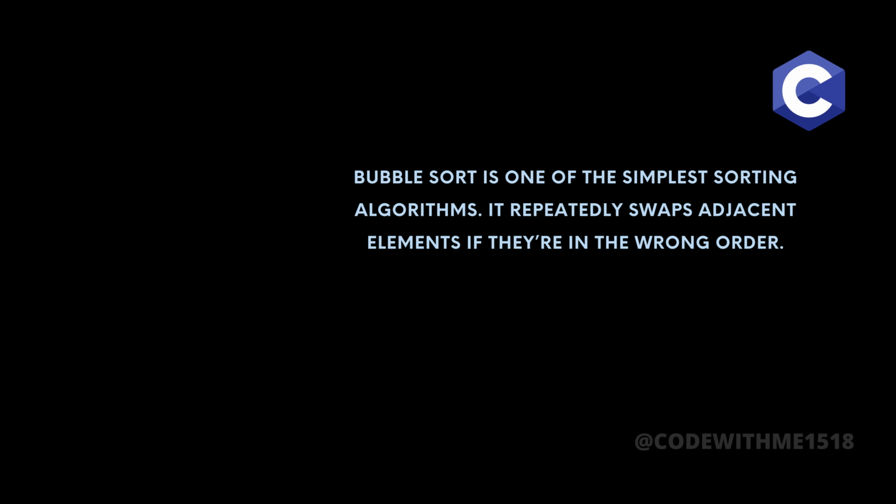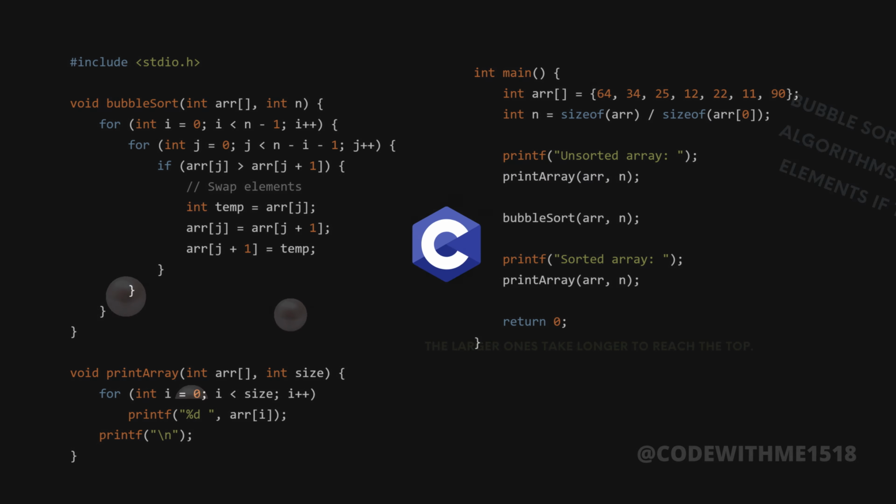Bubble sort. Bubble sort is one of the simplest sorting algorithms. It repeatedly swaps adjacent elements if they're in the wrong order. Picture it like bubbles rising to the surface. The larger ones take longer to reach the top. Here's how bubble sort works.